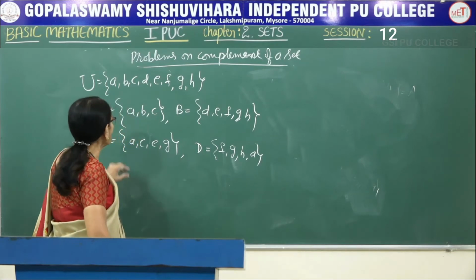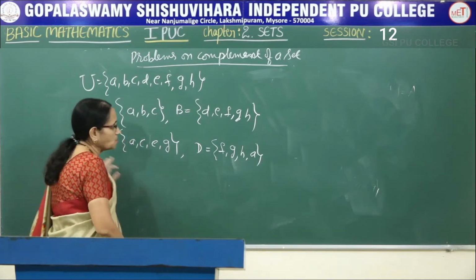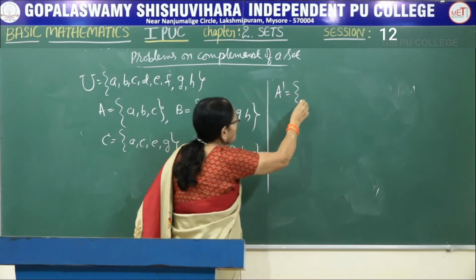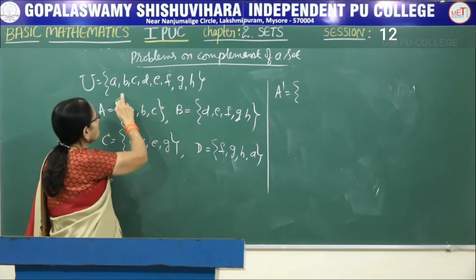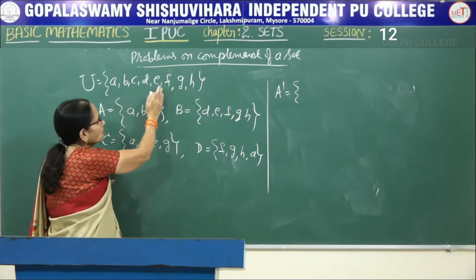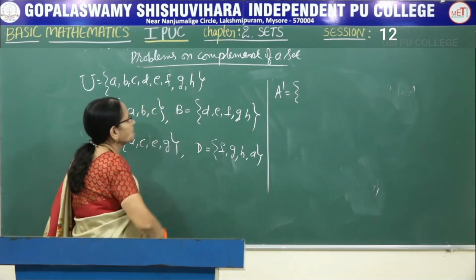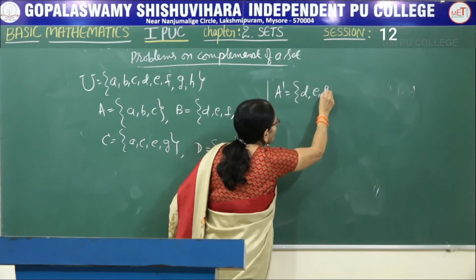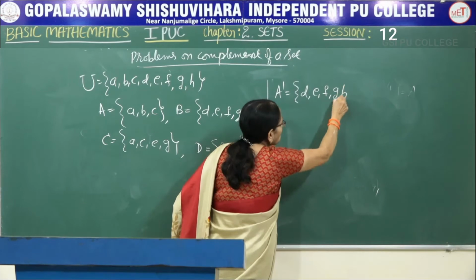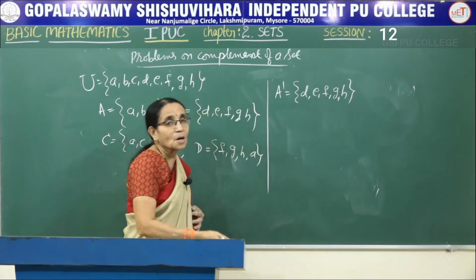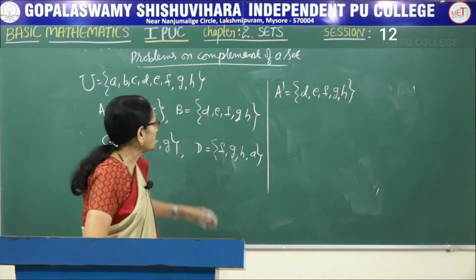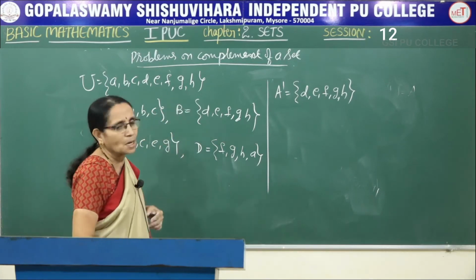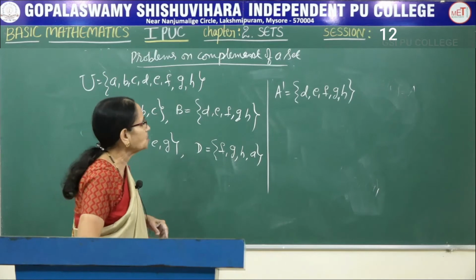One by one let me consider. A has been given to us, so let me write A dash. First one is A dash. See, A, B, C we have taken. What are the remaining? D, E, F, G, H. Just omit those elements and write the remaining elements. It's easy to write the complement here because the universal set would be there. Just neglect those elements which are present in a particular set and take the remaining elements. So it is D, E, F, G, H.